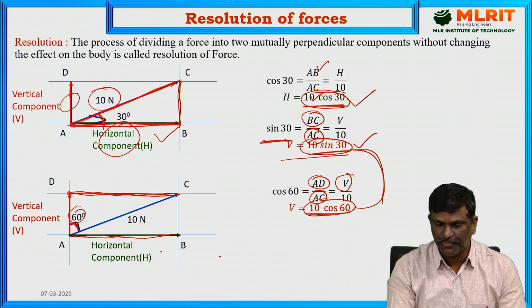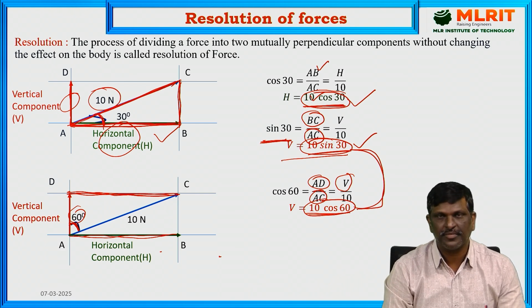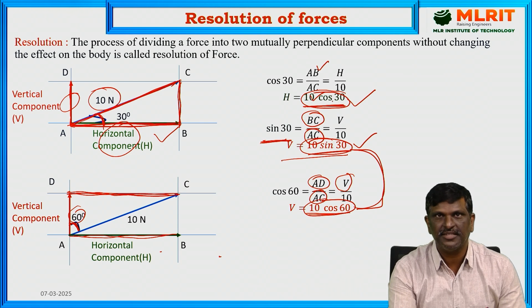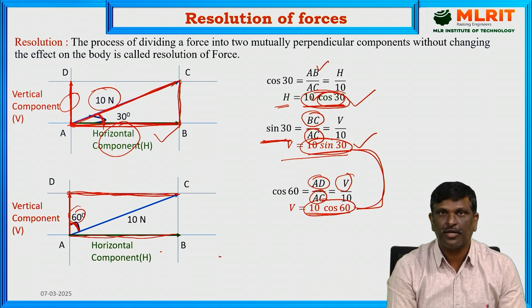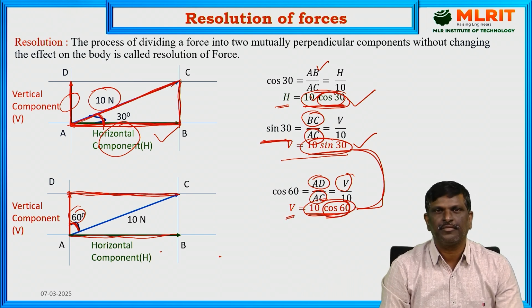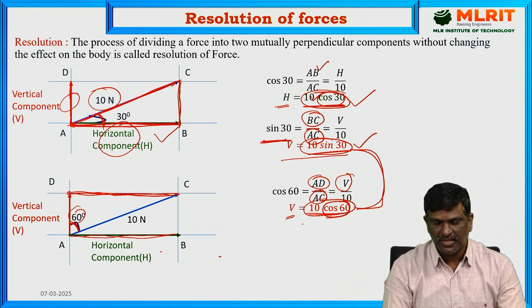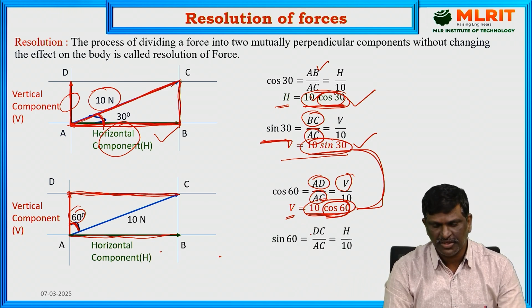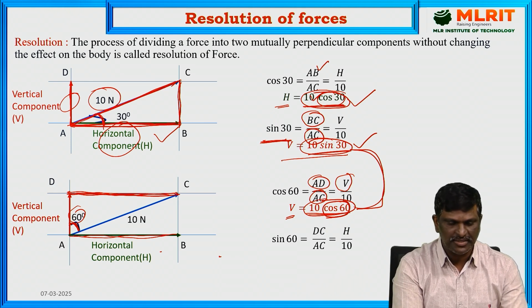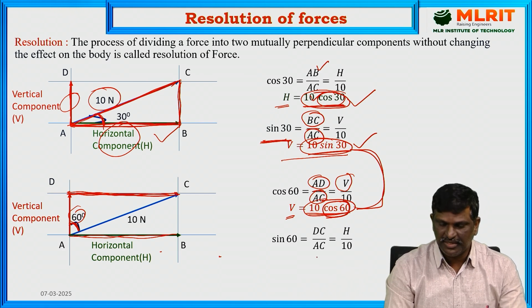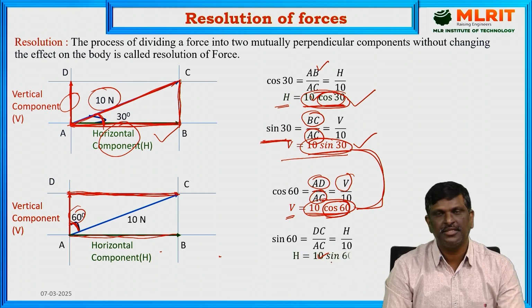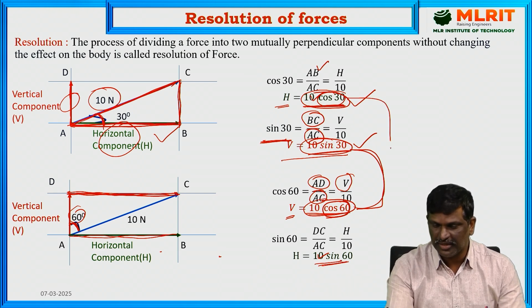The values are same. But here in this case, in the previous case, we got cos theta in the horizontal component and now we got cos theta in the vertical component. Now look at sin 60. Sin 60 is equal to DC, opposite side, which is equal to AB, our horizontal component. DC by AC, here horizontal component is 10 sin 60. 10 sin 60 and 10 cos 30 both are equal.